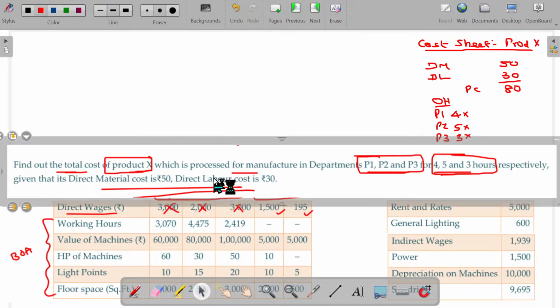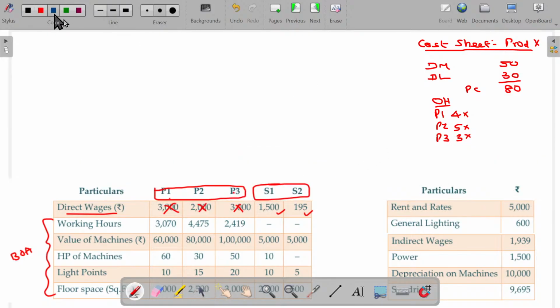Is that clear? Now, this process is called absorption. Beforehand, I had to find out what is that overhead per hour. For that, we need to include 3 steps: primary, secondary, and overhead recovery. Then you add up this to get the cost of production. Direct material cost is from stores ledger account, direct labor is from payroll accounting, overhead is from this chapter.